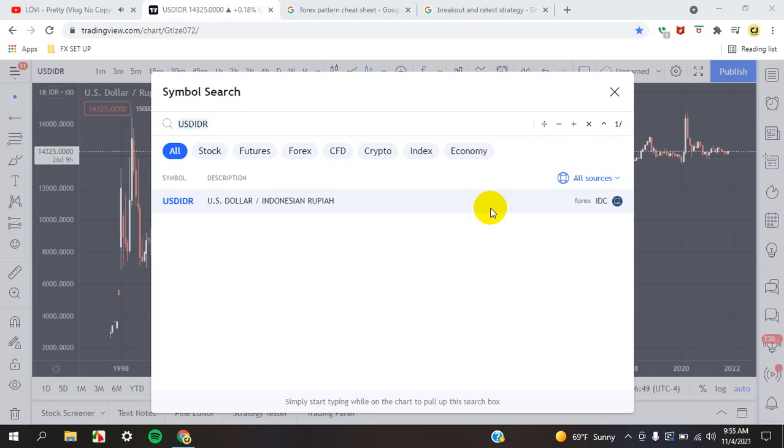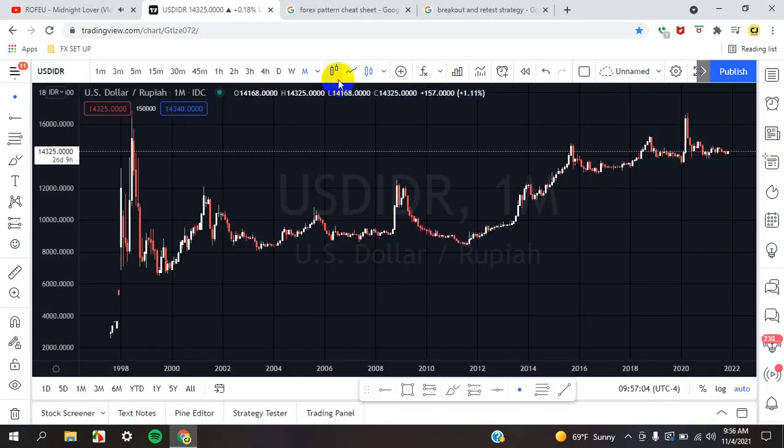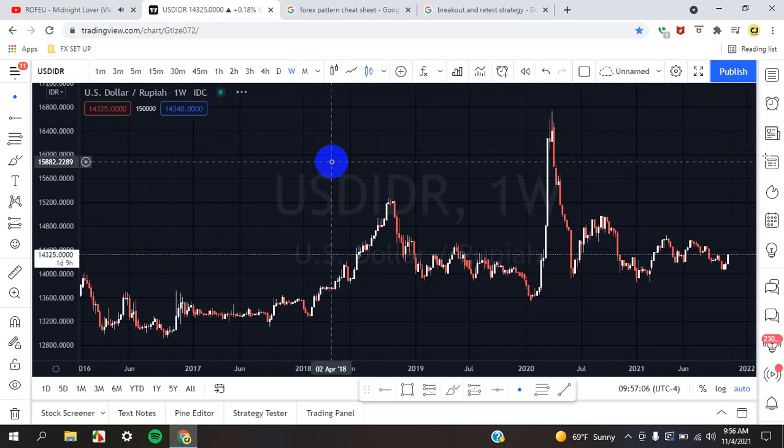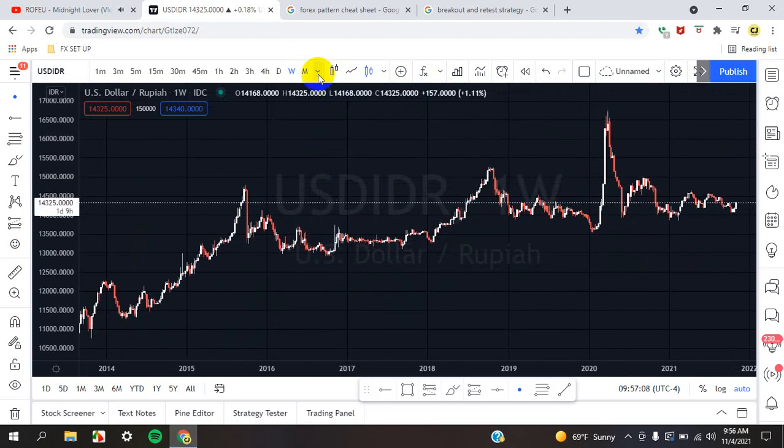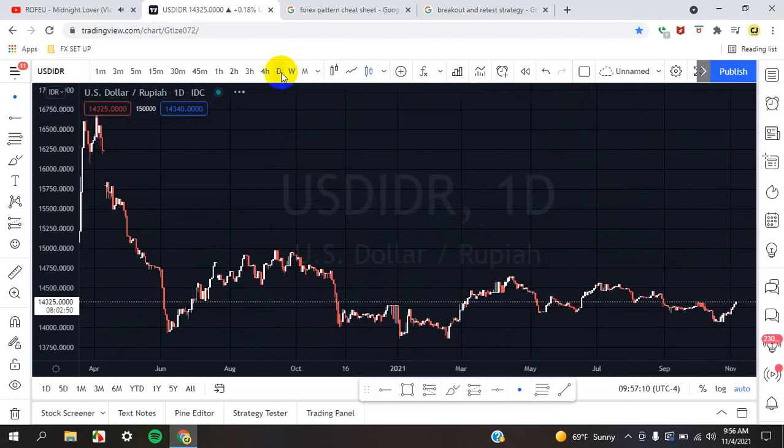We are here, running the levels, looking for market structure and pattern. Okay, guys, we are marking up USD IDR. Just find a time frame so we can do some finding structure.